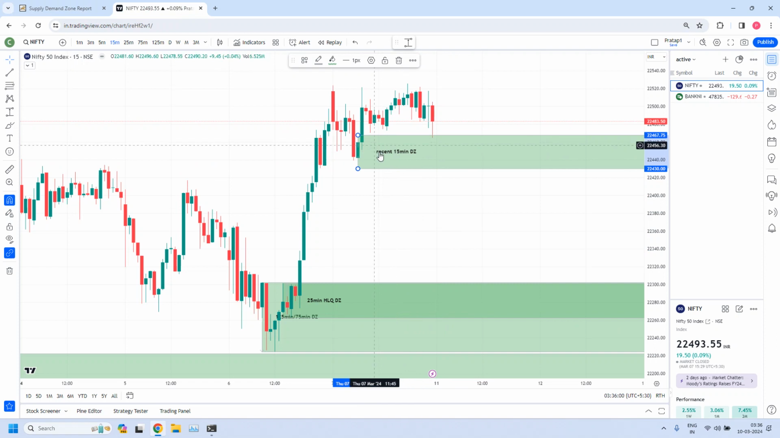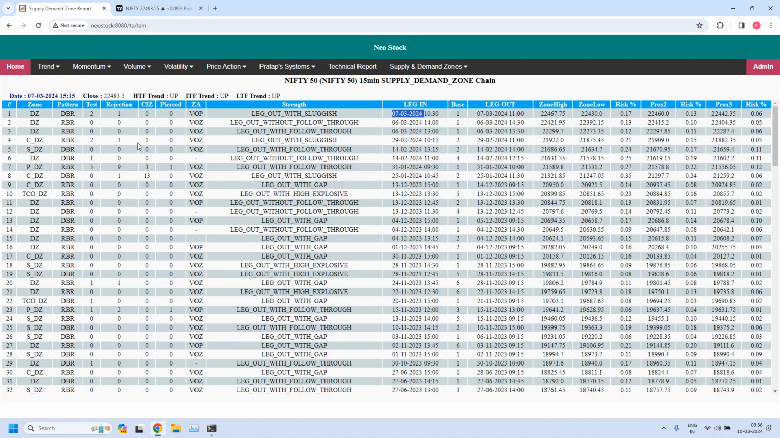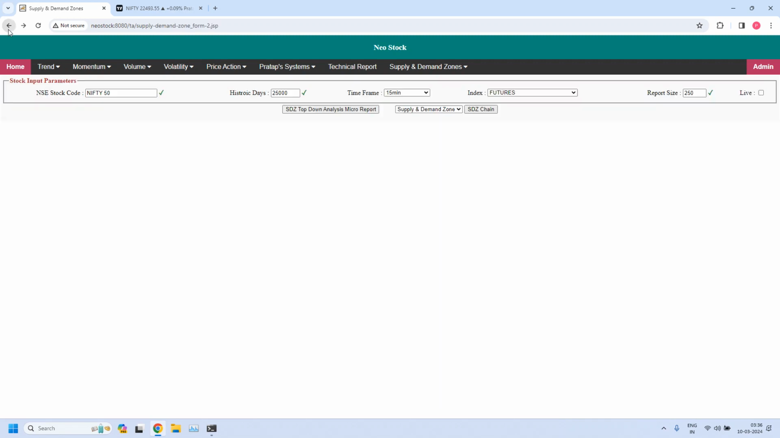This is not a support. Please remember, this is not a support. Only support we will consider only high liquidity zones. Just reference purpose I have drawn, just to check if there are any 5 minutes high liquidity demand zone inside this. Otherwise, we can delete this later. So now I am going back and changing the time frame to 5 minutes. Let us generate 5 minutes chain.